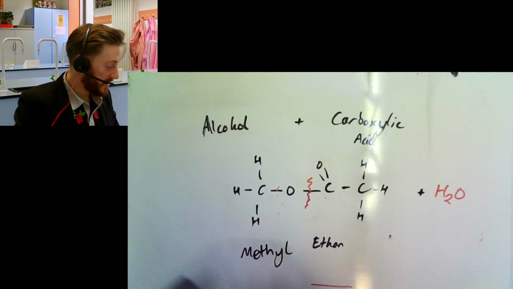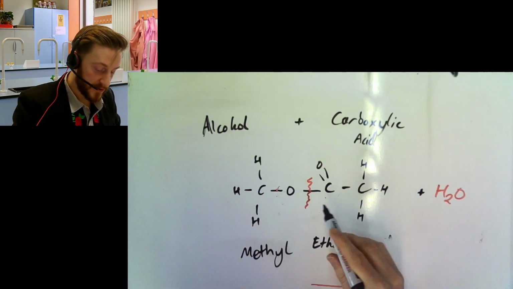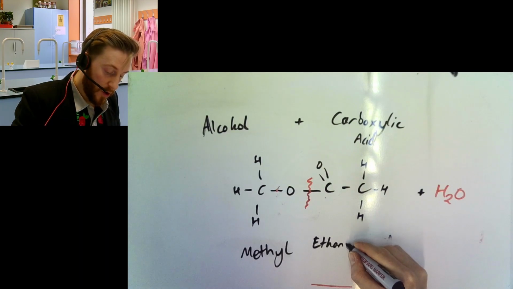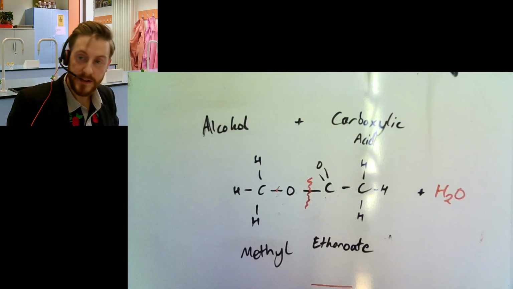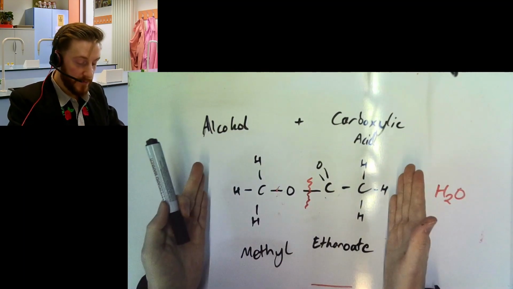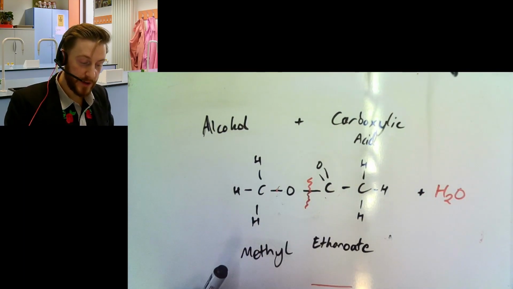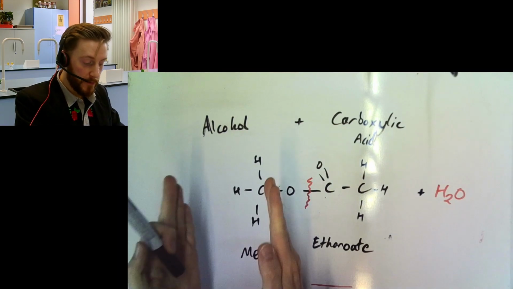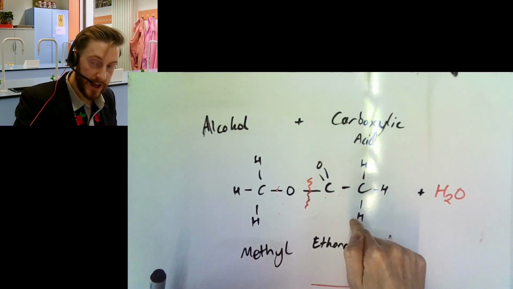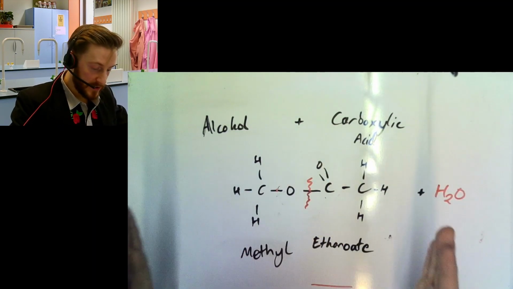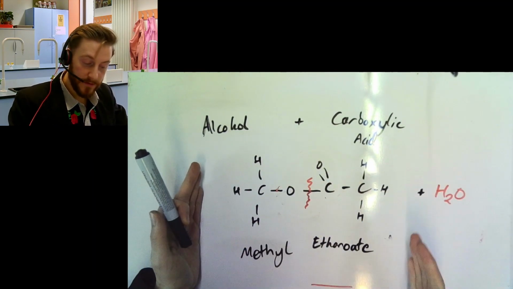So we change this name. We'll keep the eth part, two carbons are still there. Ethanoate. All esters end in O-A-T-E, oate. So I have my ester, methyl ethanoate, and that was formed from the methanol and the ethanoic acid. So knowing the alcohol and the acid that put it together tells me the name of the ester.